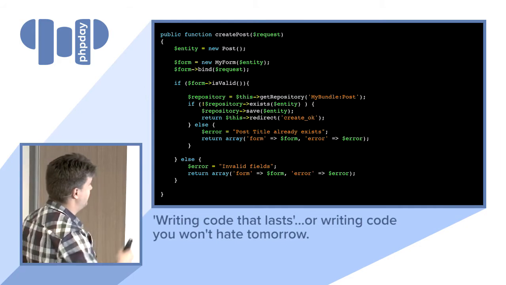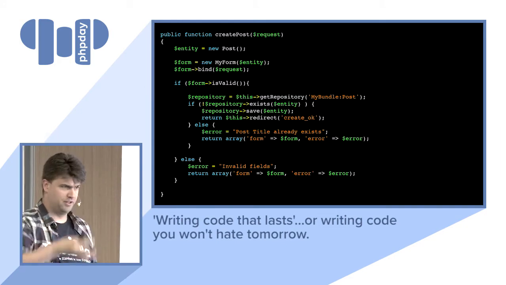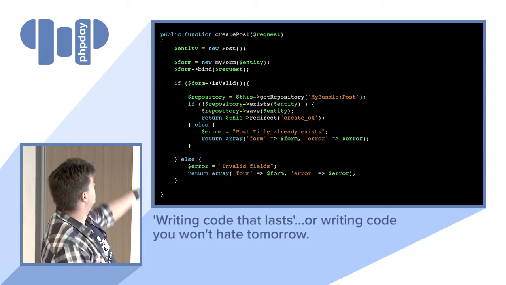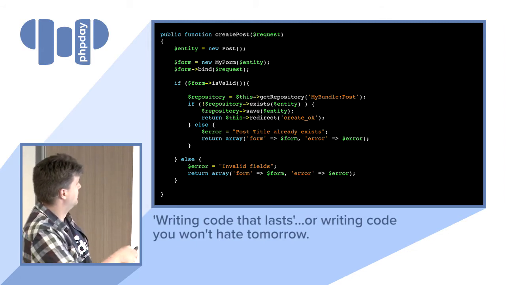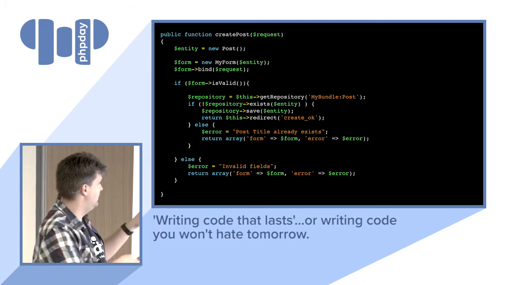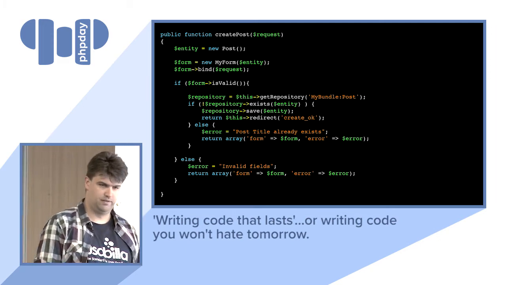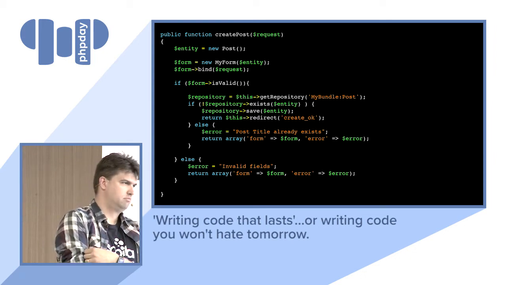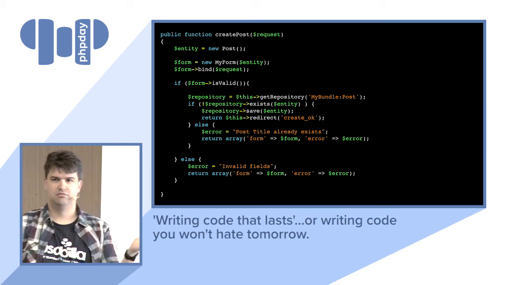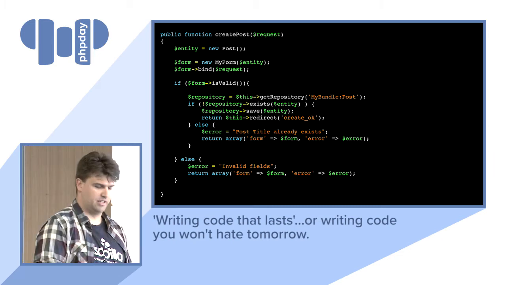So we have this example of a Symfony controller method. So essentially, you know, it's an entity. It gets the form, validates the form, does some repository stuff, and then saves it to the database and does some error checking. Take in that code, right? This is a simple method. Have you written something like this in the past? Right? This looks like what we do on a day-to-day basis.